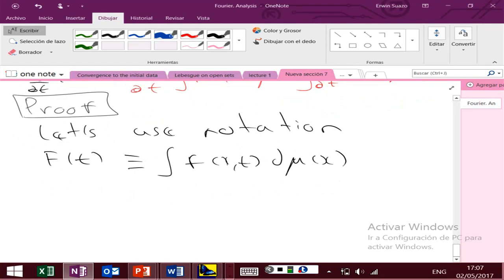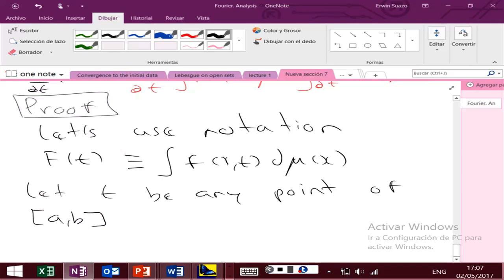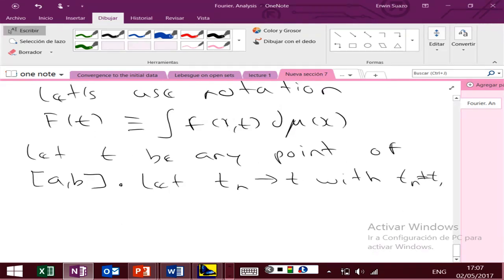Okay. So let t be any point of (a, b). So basically your time is between a and b. And let t sub n converge to t, with t sub n different from t. So remember, we want to talk about derivative, right?